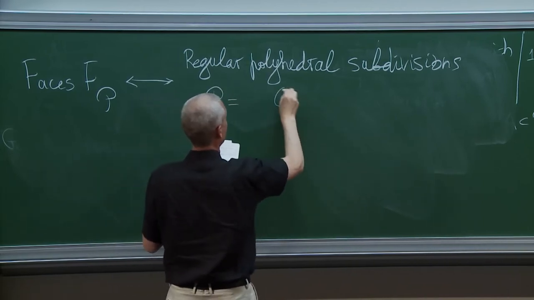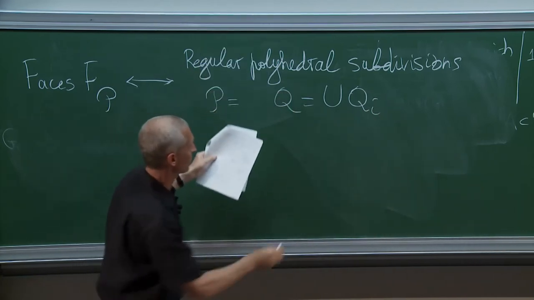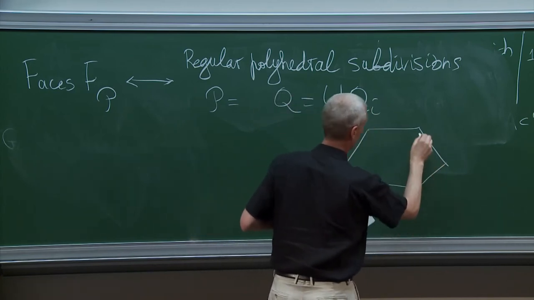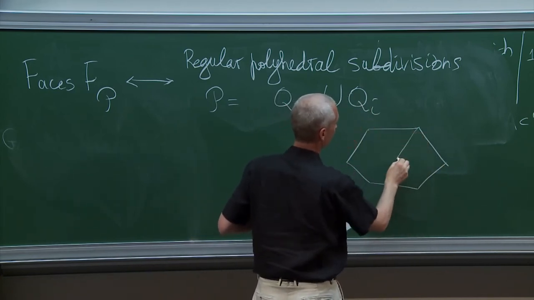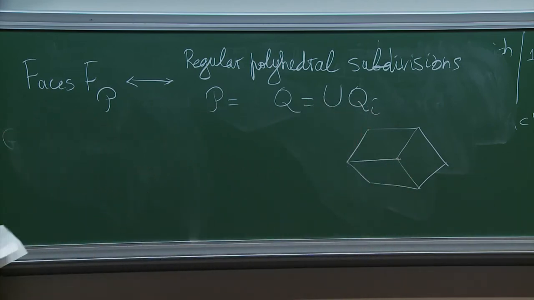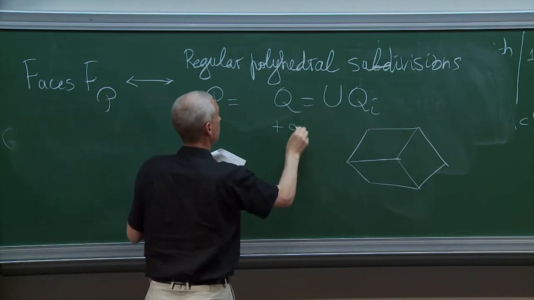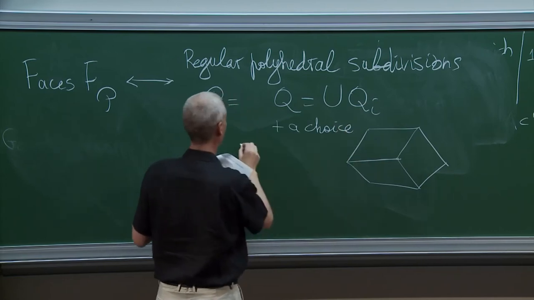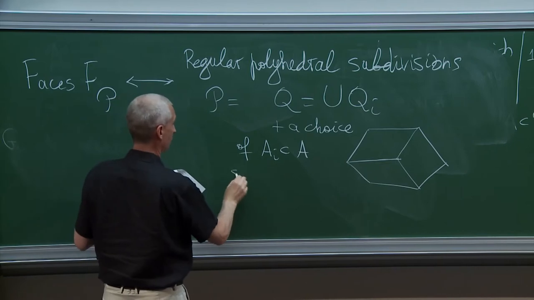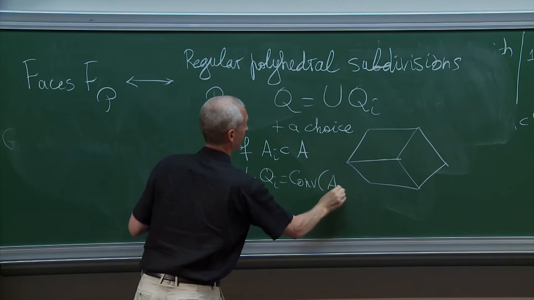Which says they represent Q as the union of some subpolytopes Q_i, for instance. Suppose we have this point here, and we subdivided our hexagon into three quadrilaterals. Yes, to be completely precise, we need this plus a choice of a subset A_i in A containing the vertices, such that Q_i is the convex hull of A_i.